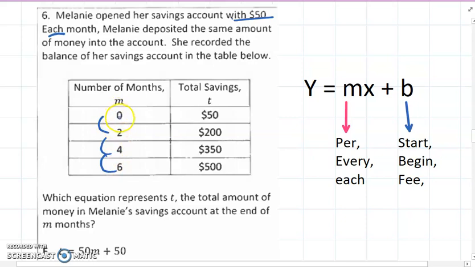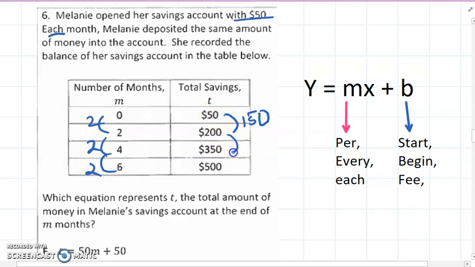If you notice, it's going from 0 months to 2, well, that's 2. From 2 months to 4, that's also 2. And from 4 months to 6, that's also 2. And then let's look at the pattern over here. Well, we were at $50, now we're at $200. How much did it go up? Well, if we do the math, 150 plus 50 is 200.